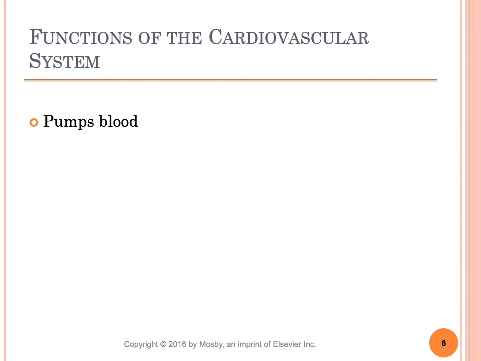Almost everything that the body needs and does is reliant on the functioning of the cardiovascular system. And as we begin to talk more about the anatomy and physiology of each of these systems, you will see how they are intricately connected. And if one of them isn't able to function properly, then that is going to impact other body systems. So the cardiovascular system pumps blood. What else does it do?